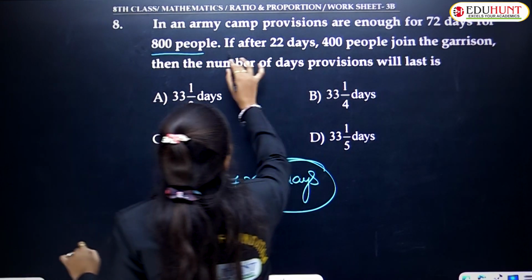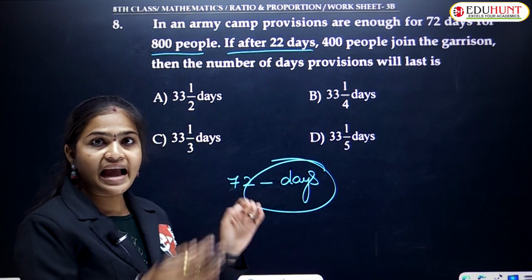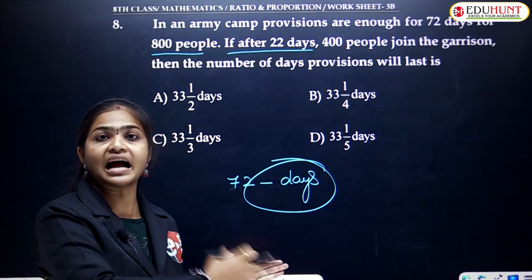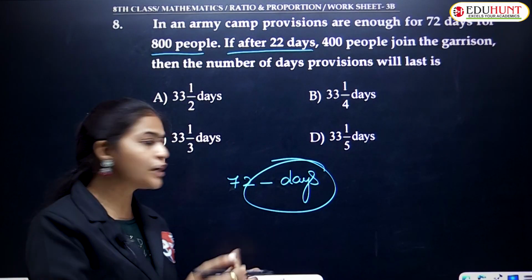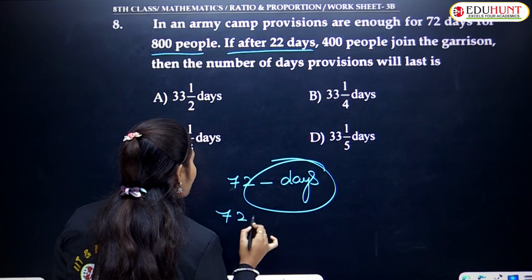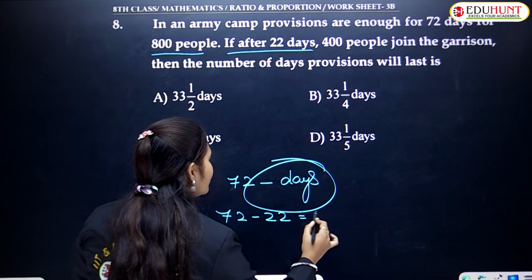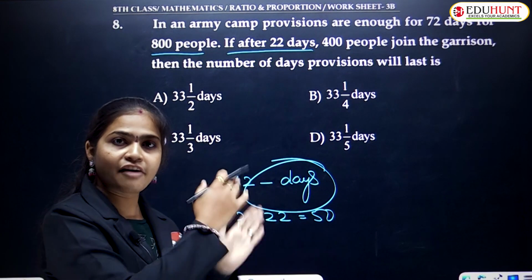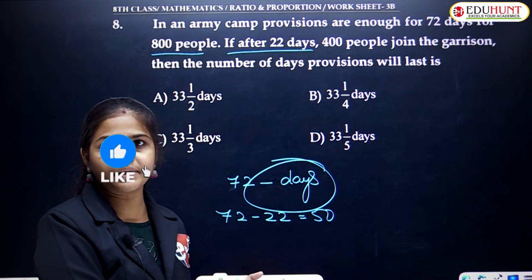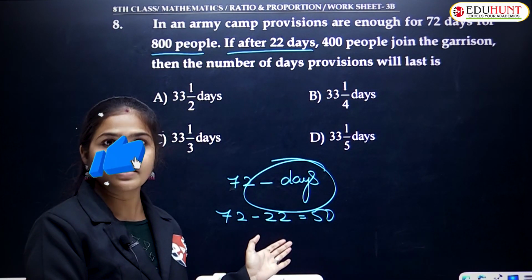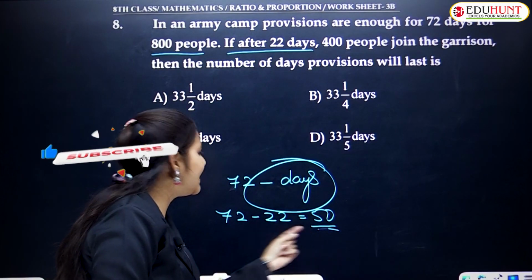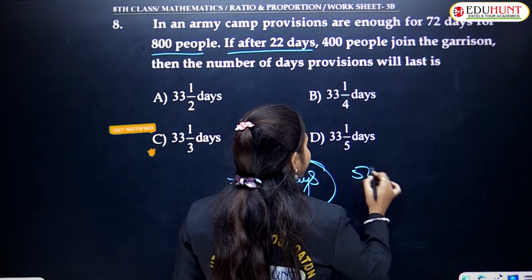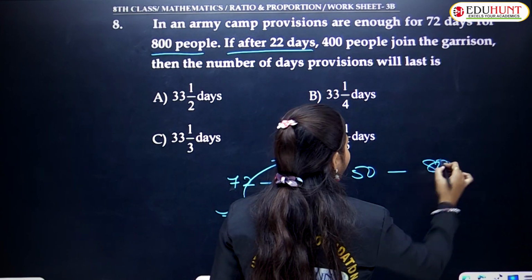But here, after 22 days, actually those are sufficient for 72 days from the first day onwards. After 22 days, how many days are left? 72 minus 22, so 50 days. The leftover days are 50 days only. After 22 days means already 22 days are completed out of 72 days. So the leftover is 50 days. Clear? So this is sufficient for 50 days for those 800 people.